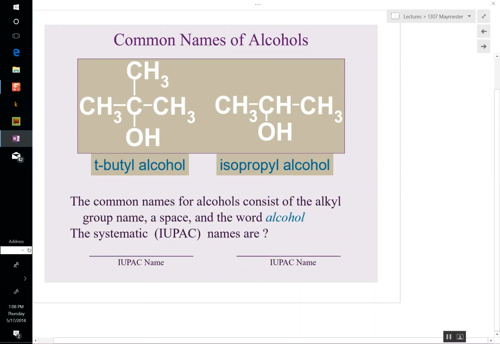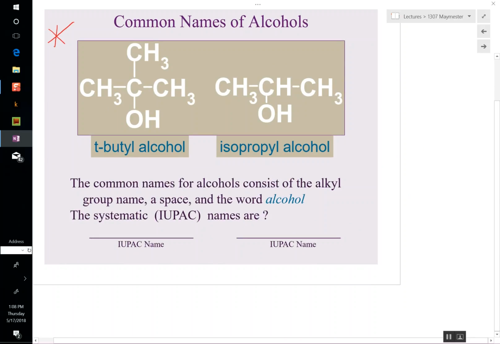Okay, here you need 3x5 cards for these. Remember, we learned in chapter 10 this substituent, which is a tertiary butyl substituent. Well, if where it would attach to an organic compound, I put an OH in there, I now have tertiary butyl alcohol. That's tertiary butyl alcohol.